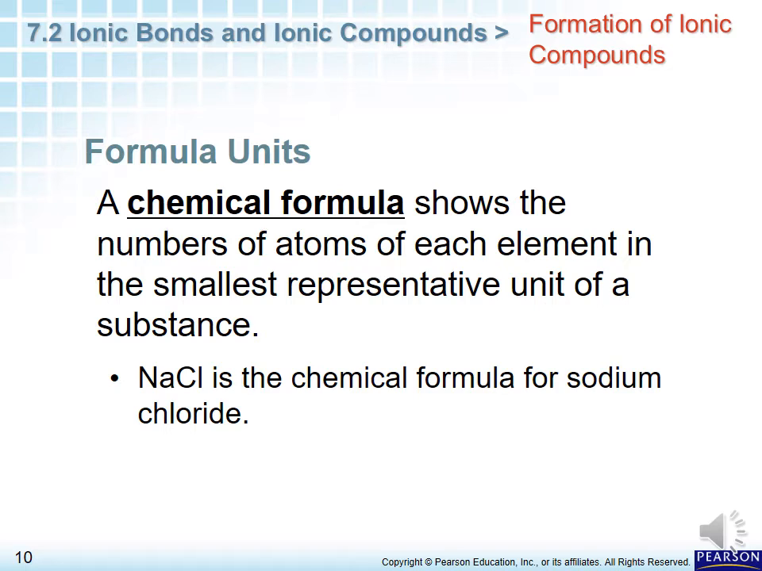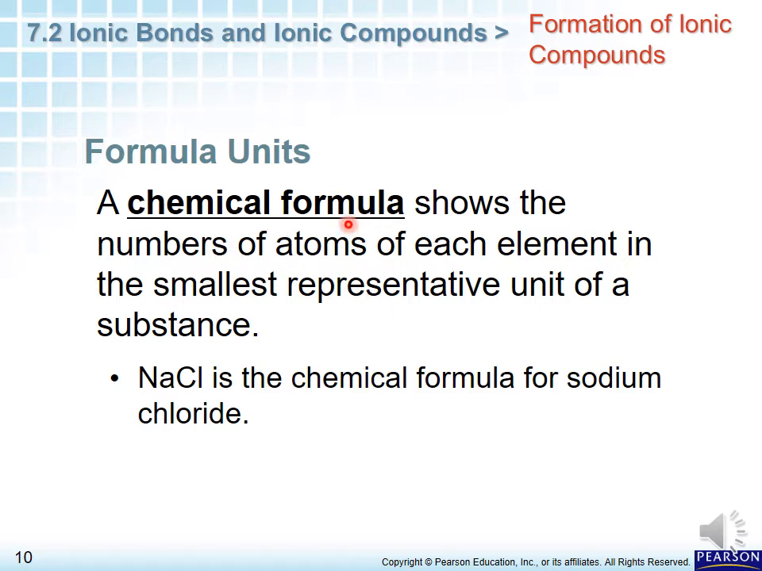Okay, students, now let's talk about the chemical formula. A chemical formula shows the number of atoms of each element in the smallest representative unit of the substance. It means how many atoms are present in a molecule or in a formula unit. This is called the chemical formula.